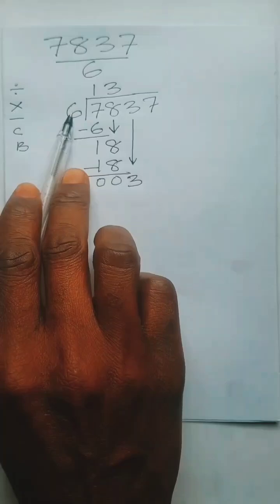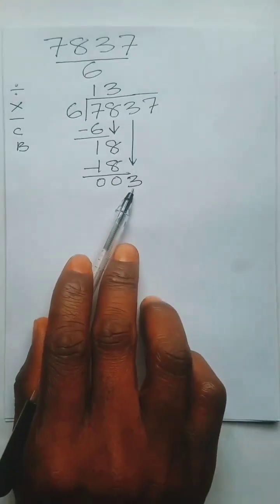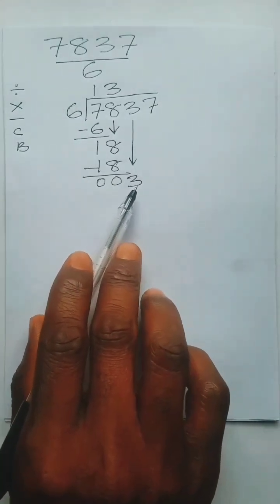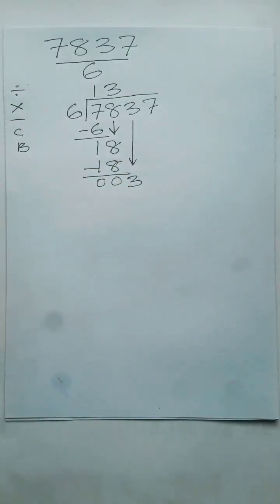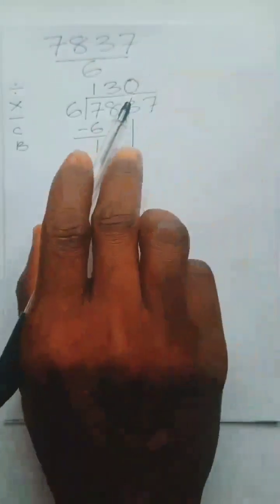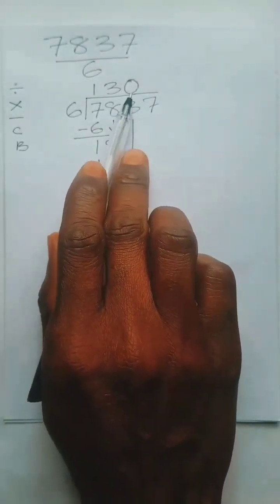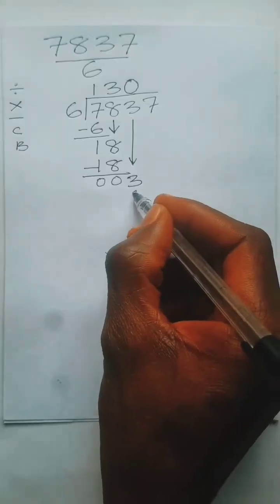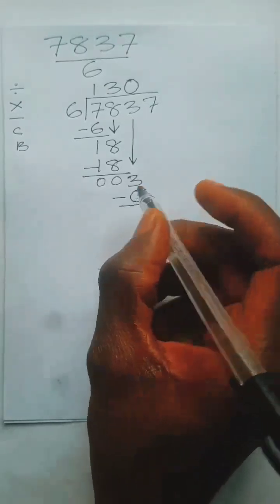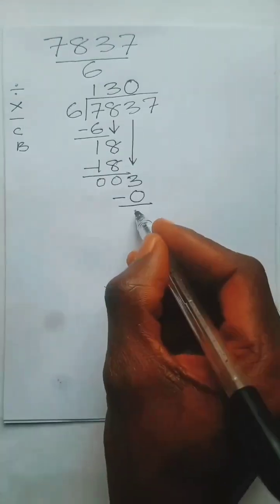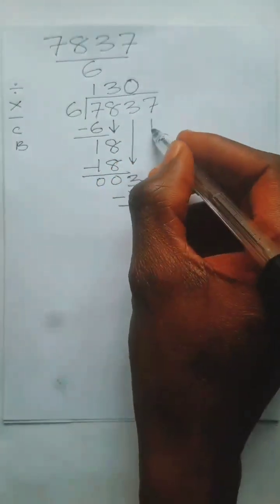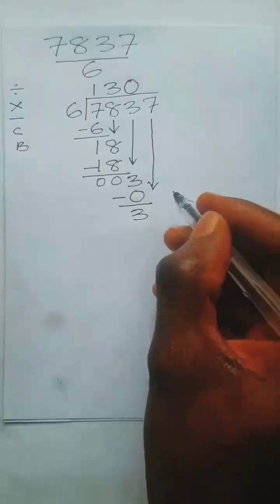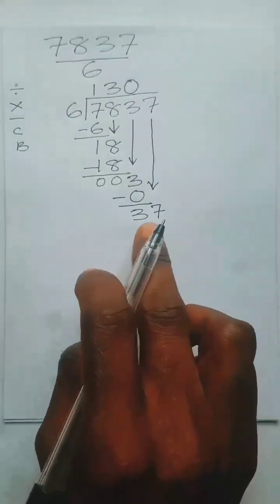3 divided by 6 is not possible. We cannot share 3 by 6 in this method. So when you can't do that, what do you do? You say, I couldn't do it, 0. You must place your 0 there, and then you continue. 0 times 6 is 0. So you subtract as the next step, and that gives us 3. Compare is smaller, and then you bring down the next digit, which is 7, and that gives you 37.